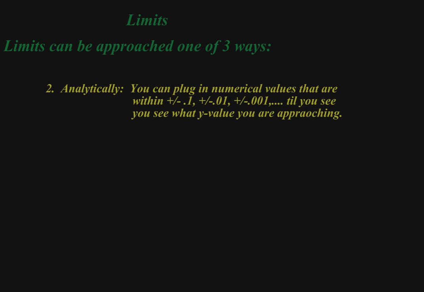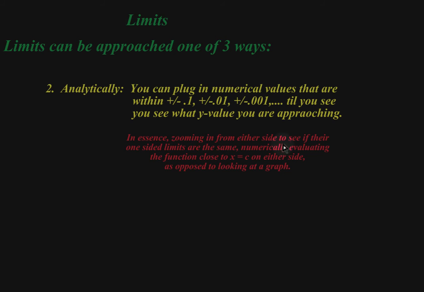All right, so analytically, what we're going to do is zoom in just like we did on the graph, but we're going to do it with a calculator and plug in some values. And notice my values are really close to the c value we're going to approach, where we want to go from either side, 0.1, 0.01, and see what the pattern is as we get closer and closer to x equals c. Again, in essence, we're going to be zooming in from either side to see if the one-sided limits are the same. This time we're going to do it with a calculator instead of looking at the graph.